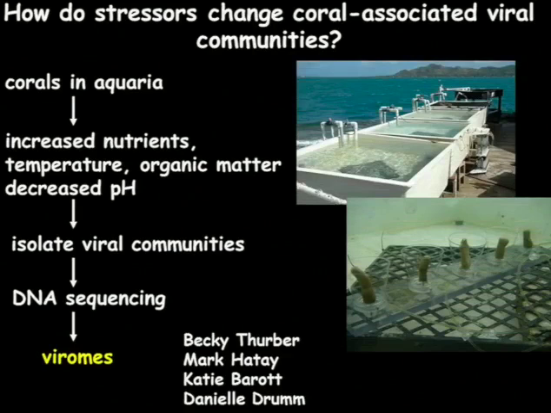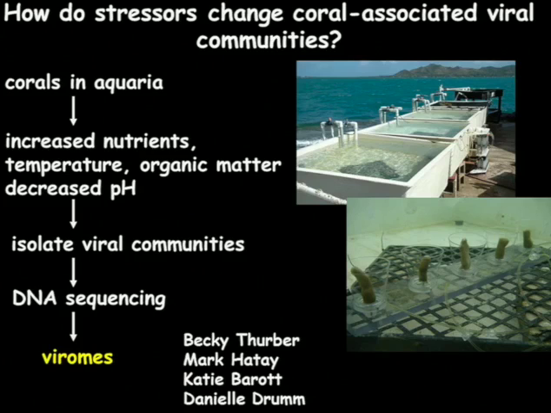So we've been trying to figure out how the stressors work. The main stressors that we're worried about are nutrient additions, which you've all heard of, eutrophication; temperature changes associated with global climate change; and organic matter, because I'll show you some evidence that if you add organic matter, that's equivalent to taking away the fish, because there's more food for the bacteria. And then decreasing pH, which is also a global stressor.